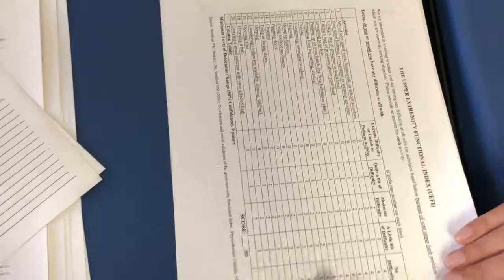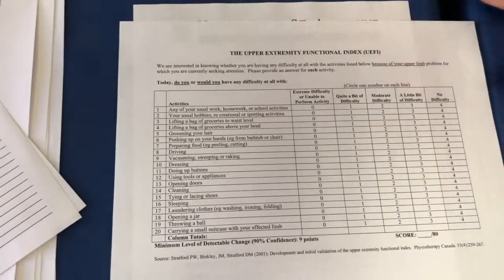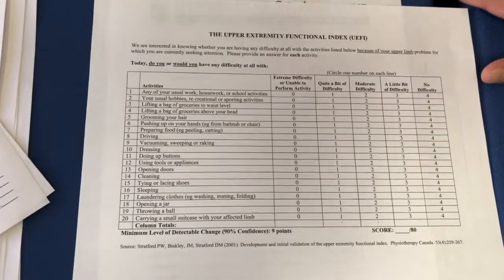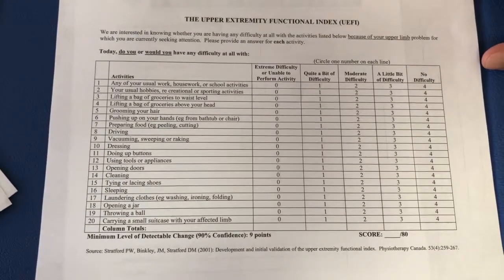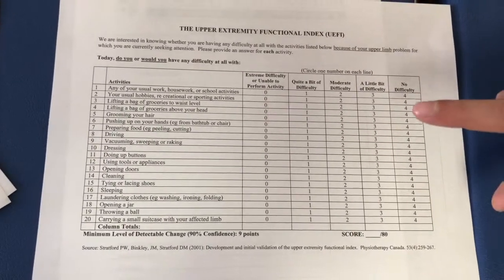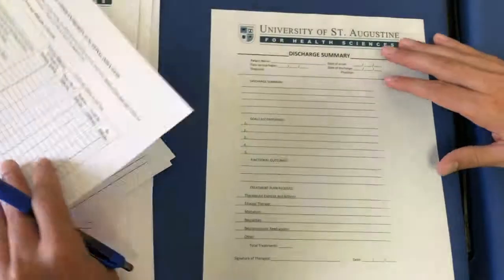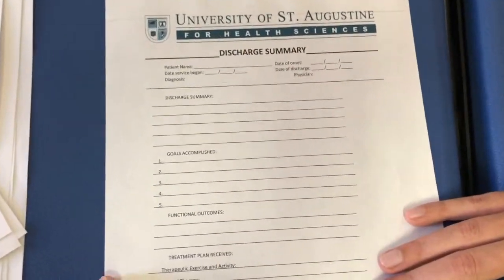Now, once you've finished your plan of care and you've reached the last day of your treatment, you'll be giving a patient another index form. In this case, I'd be giving the patient another upper extremity functional index. I'd have them fill this out and I could compare their score on this last day compared to the first day. And all of this is now going to get transferred onto a discharge summary.